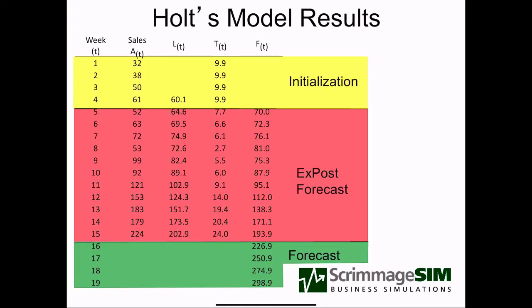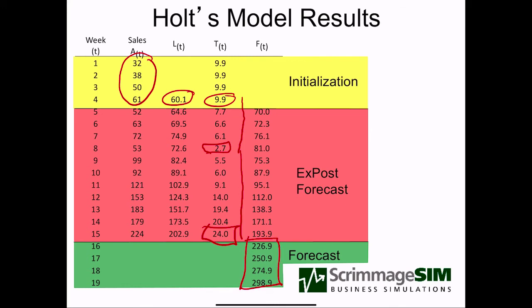If we continue this process on, we used 4 data values, 4 weeks worth of sales figures, to initialize the model to get this level and this trend, and we used regression to do that. We have a number of data values where we can actually compare our forecast to these sales values, the ex post forecast region. Notice that our trend started at 9, it dropped down all the way to 2.7, and then picked back up again to 24. Finally, the last weeks, 16, 17, 18, 19, we have our actual forecasts of the future.